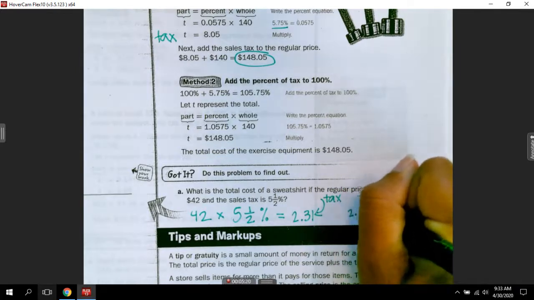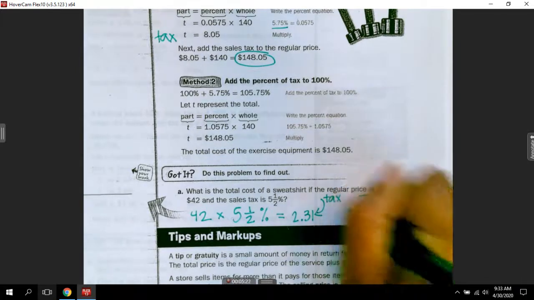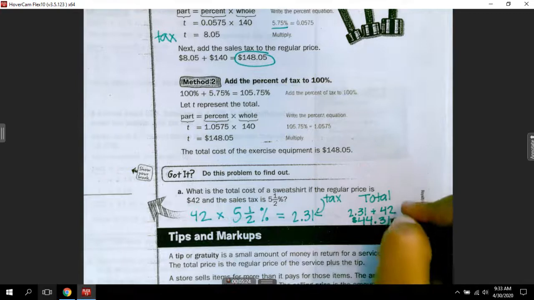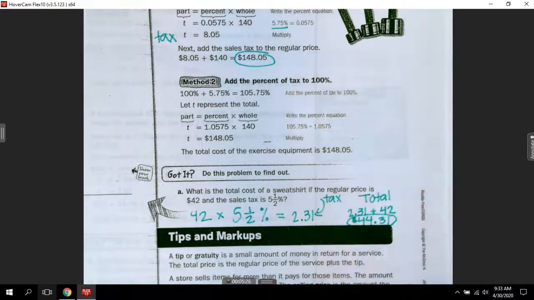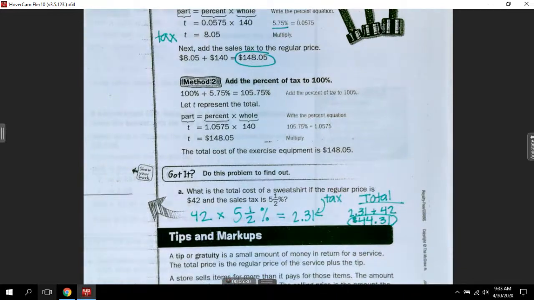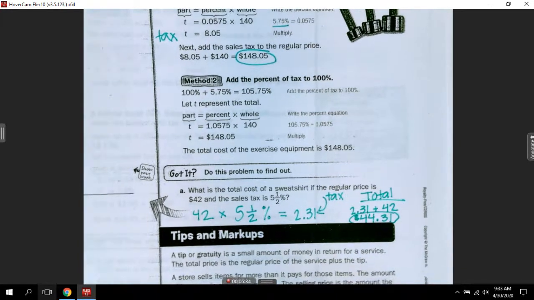$44.31. Remember, we're talking about money, so make sure you put that dollar sign there. Okay, so that is your total cost. You have to add that tax back to the original price to get your answer. Okay.